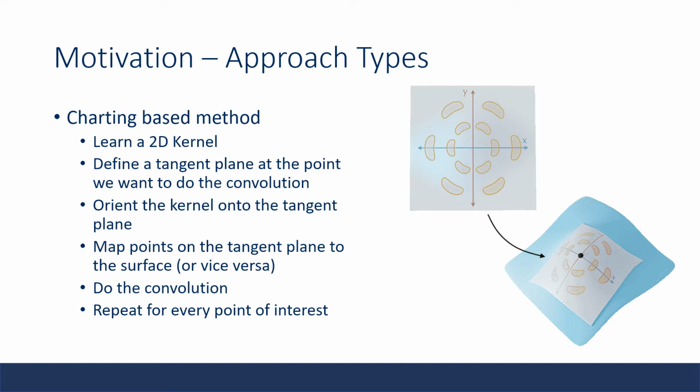To do this, we first learn the kernel, then place it on a tangent plane at the point we want to do the convolution. We orient the kernel based on the basis vectors of the tangent plane, and then map it onto the surface. The mapped points from the surface to the 2D convolution define the points at which we do the convolution operation. Finally, this is repeated for every point of interest.